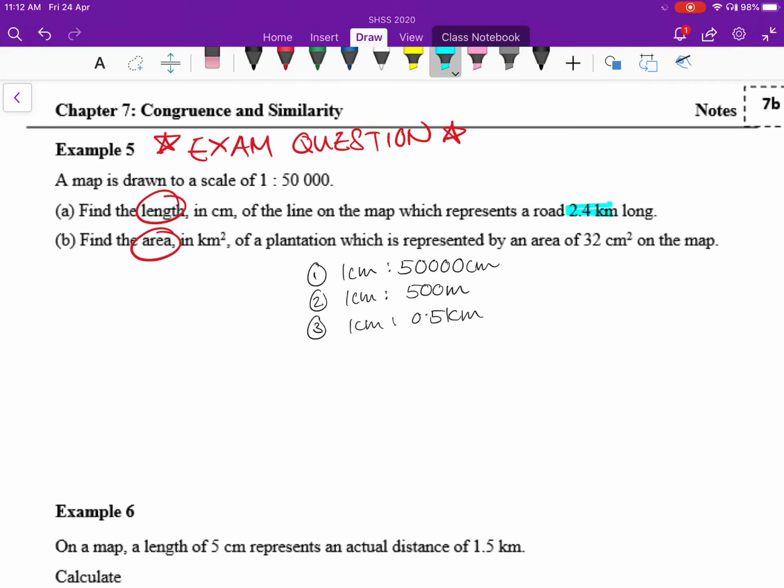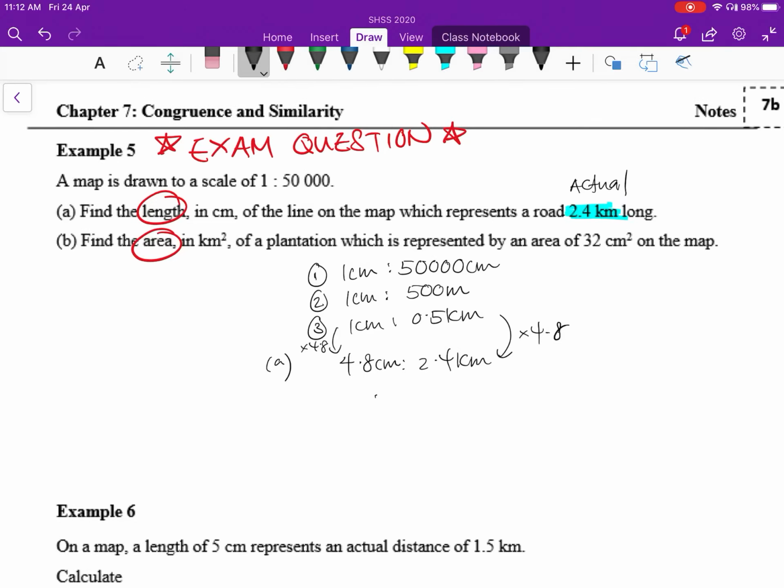Now 2.4 kilometers, that is the real length. That's the actual length. Alright, so part A, 2.4 kilometers will be on the right side. Now how to get from 0.5 to 2.4? You take 2.4 divided by 0.5, you get multiplied by 4.8. So on the left side, you also need to multiply by 4.8 and you get 4.8 cm. Therefore, the map length is 4.8 cm.